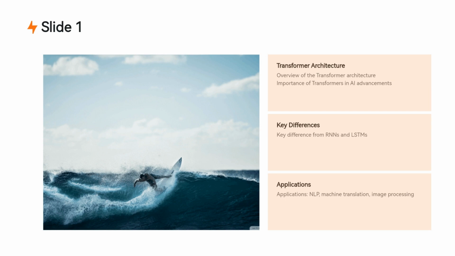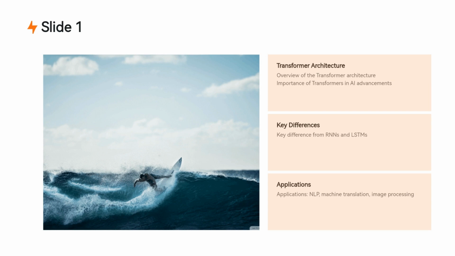Unlike traditional recurrent neural networks, RNNs, and long short-term memory networks, LSTMs, transformers don't rely on sequential processing. Instead, they use a self-attention mechanism that allows the model to process all inputs simultaneously, leading to significant improvements in parallelization and performance. Initially proposed in the 2017 paper Attention is All You Need, transformers have become the foundation of many state-of-the-art models such as BERT, GPT, and T5.